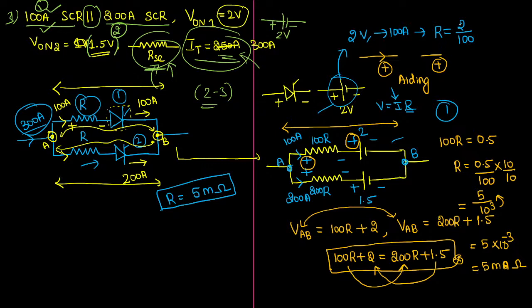According to Ohm's law, R equal to V by I. So in this way, you can find out 0.02 ohm for the first resistor. That is the on-state resistance offered by the first SCR. Now the on-state resistance offered by the second SCR: that is 1.5 volt divided by the current flowing through it, that is 200 ampere. So it will be 0.075, right? Finish. That's not a big deal to identify.